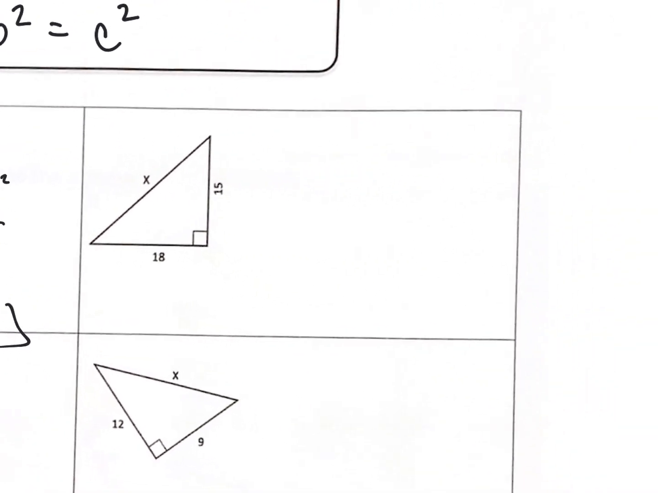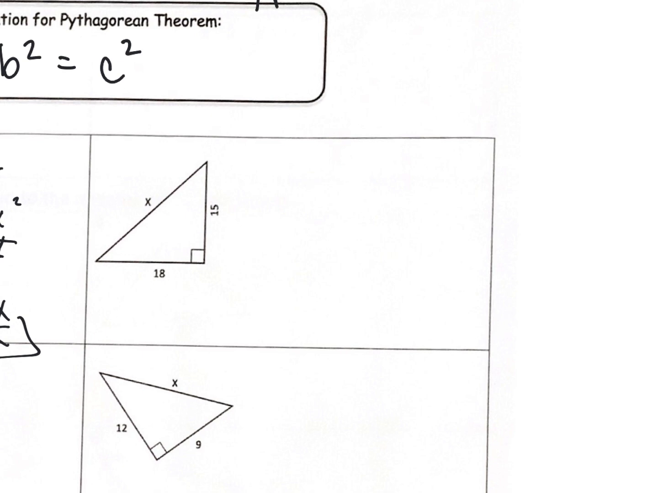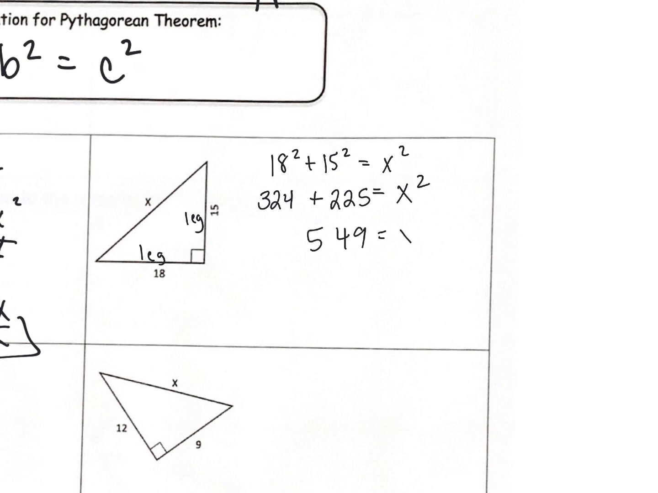All right, I want you to go ahead and try the next one. This one has a leg and a leg as well. Well, how about we do this one together, and you guys can do the next two, and then we'll go over the answers. So we have 18 squared this time plus 15 squared equals x squared. So again, we figure out what 18 squared is, which is 324, plus 15 squared, which is 225, and that equals x squared. So 324 plus 225 equals 549, which equals x squared.